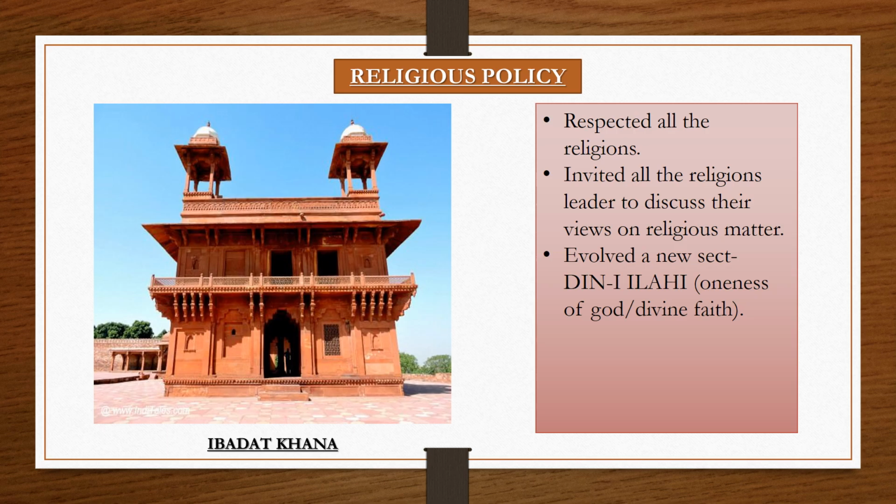As a result of such discussions, he evolved a new sect called the Din-i Ilahi. A sect, like I said, is a religious body or a group of people who believed in a particular religious structure. This new sect, evolved by Akbar, was known as Din-i Ilahi, meaning oneness of God or divine faith. It incorporated some of the best principles of different religions. However, it could attract only a handful of followers.